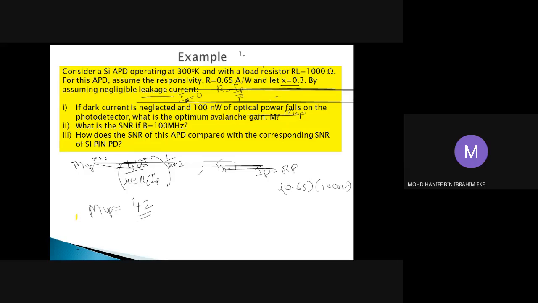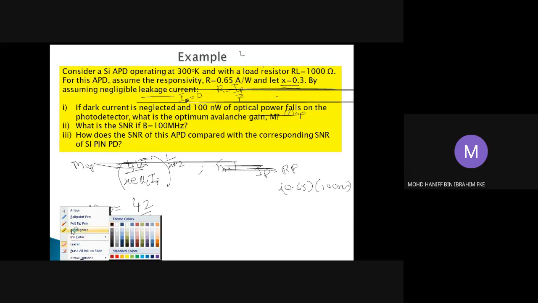Sorry, I missed something here. There is no more x to the power of 2, because we have brought this power to the right hand side. That's why we have 1 over x plus 2 there. So the optimum M should be equal to 42, which is obtained by substituting all the parameters given in the question. So that's how you obtain the optimum M.